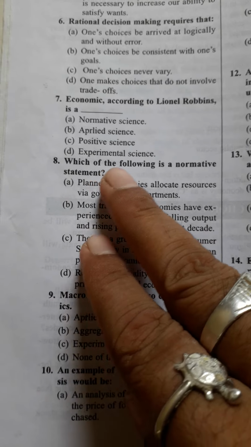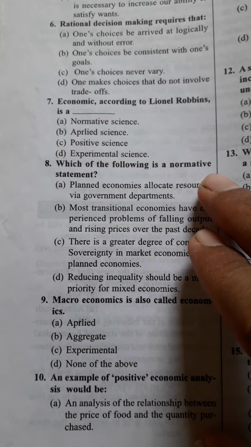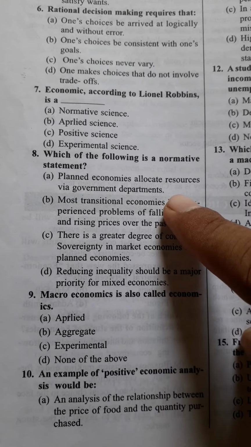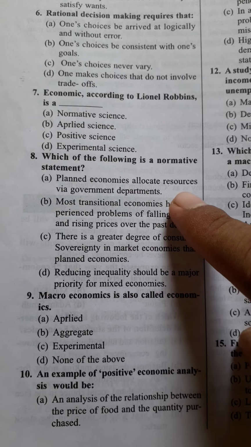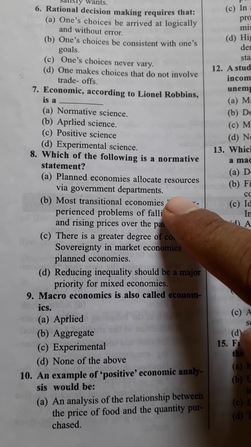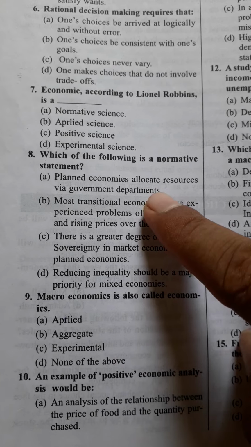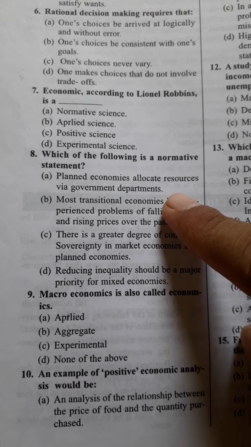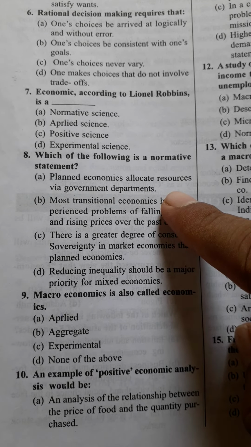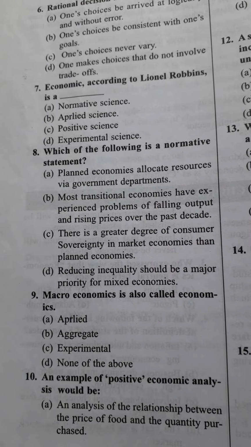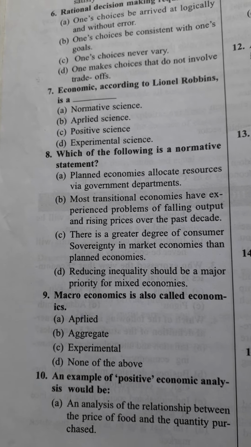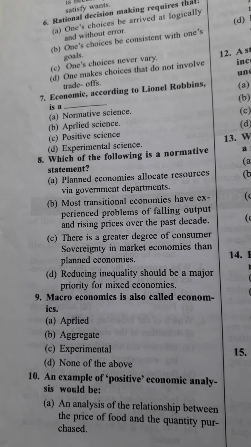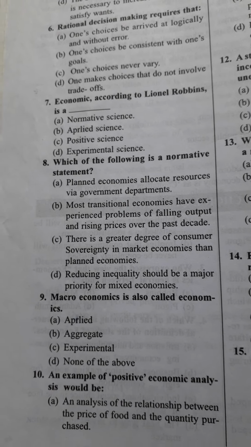And next question number 8 here. Which of the following is a normative statement? So option A: planned economies allocate resources via government department. Is it right? Yeah, planned economies allocate resources via government department. The statement is correct, but is it a normative statement? No, it is stating things as they are, as it is. So it cannot be a normative statement, because in a normative statement we have to pass a judgment, right? Give the solution to the problem.